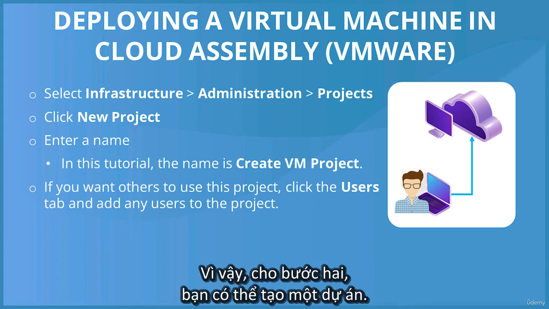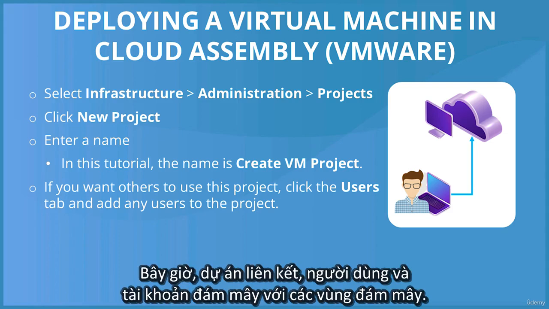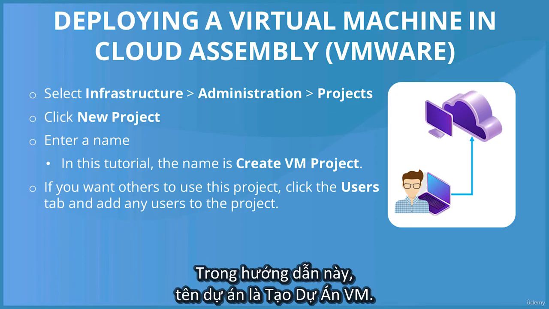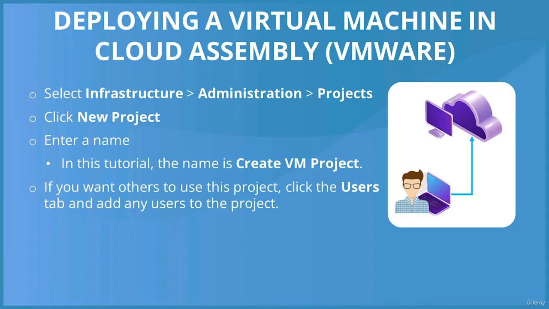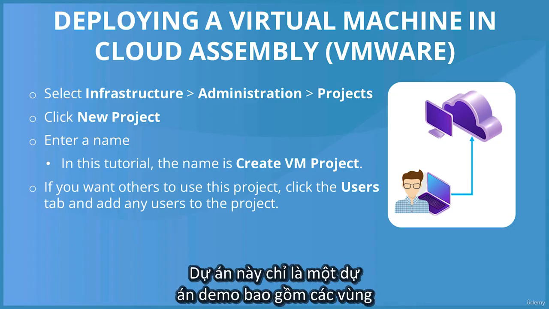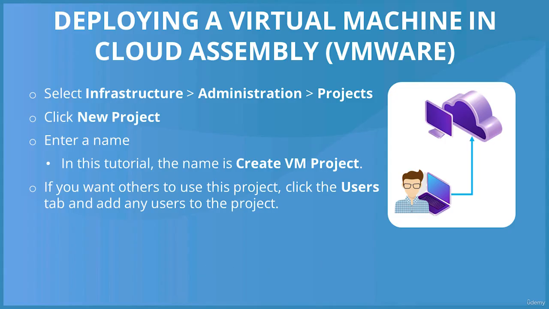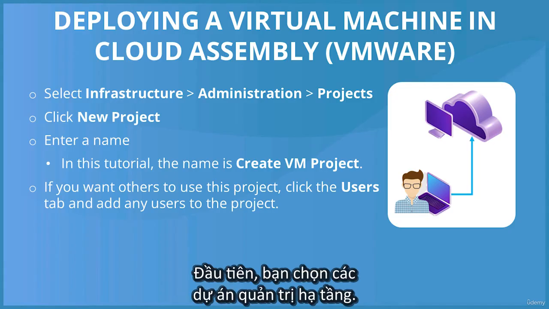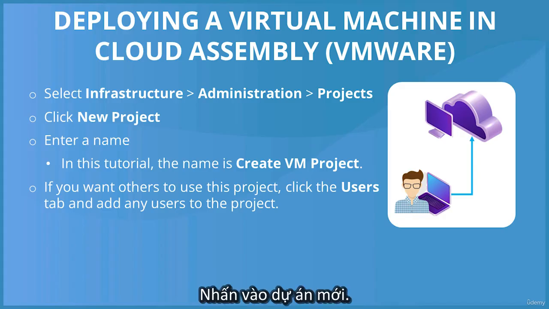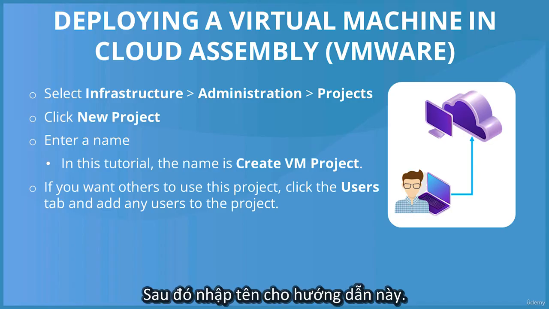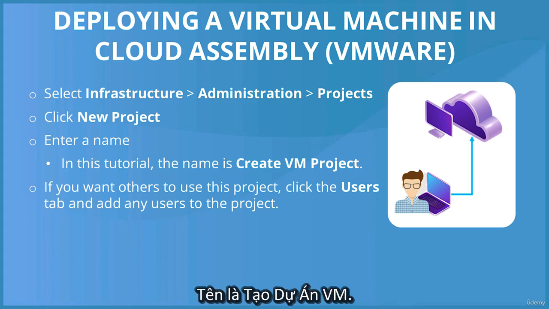So for step two, you can create a project. The project associates the users and the cloud account cloud zones. In this tutorial, the project name is Create VM Project. This project is just a demo project that includes cloud zones for all the supported platforms. So first off, you select Infrastructure, Administration, Projects. Click New Project, then enter a name. In this tutorial, the name is Create VM Project.